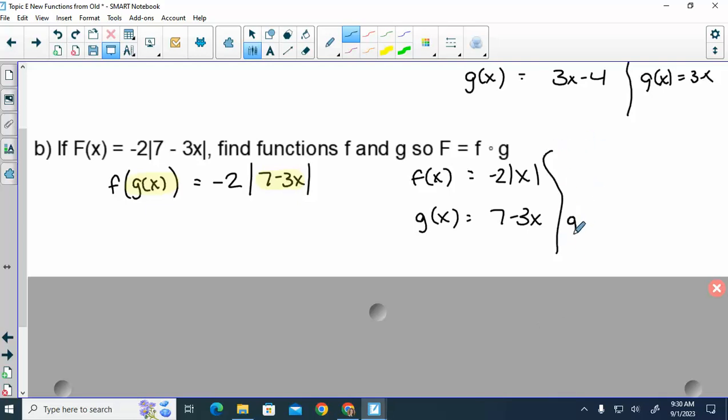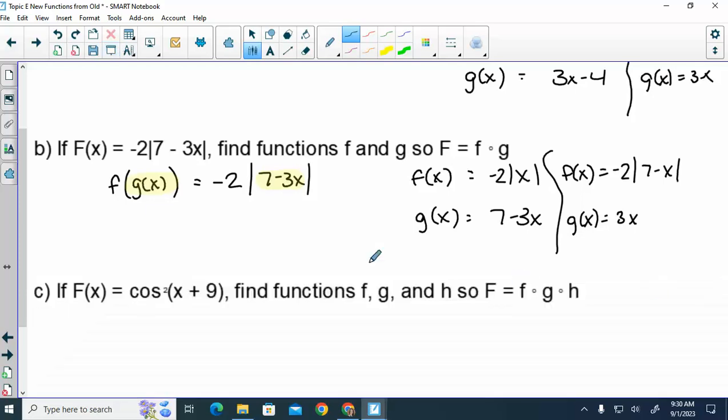Other options, you don't need more than one, but somebody had said you can make it a 3x. If your g was the 3x, then f would be negative 2 absolute value of 7 minus x. You just replace the 3x with the x.